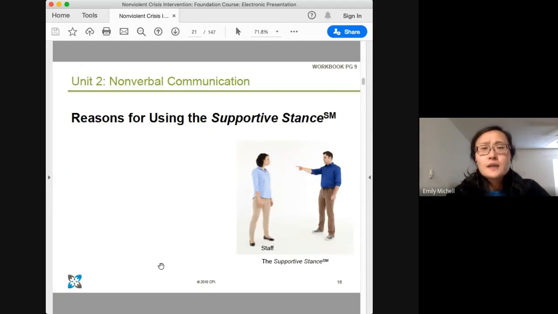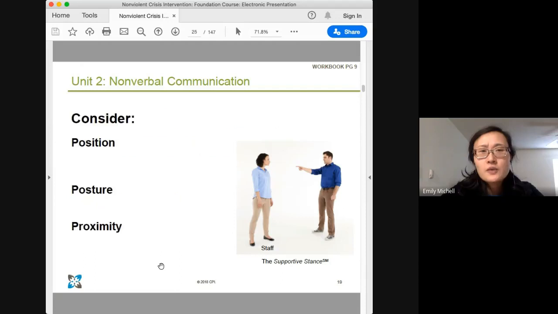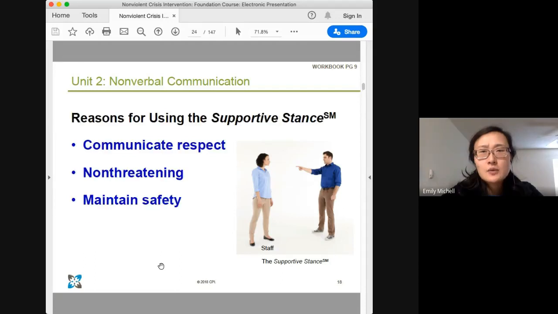Yes. So part of our nonverbal communication, especially in terms of our personal space, is going to be that supportive stance. And so there are 3 main reasons for that supportive stance: communicating respect, being non-threatening, and maintaining safety. You'll also hear this described as being stable and balanced. How I find my supportive stance might be a little bit different than someone else's.